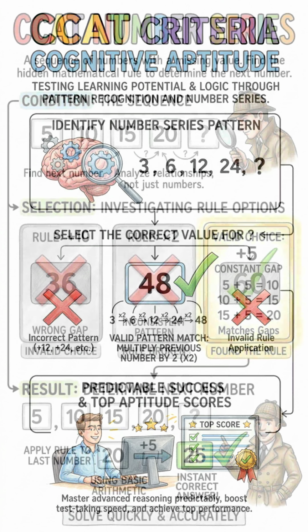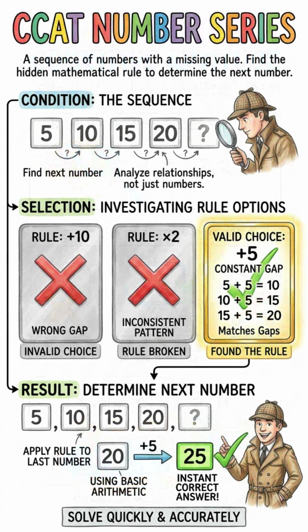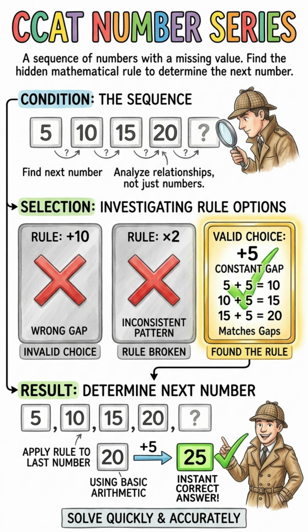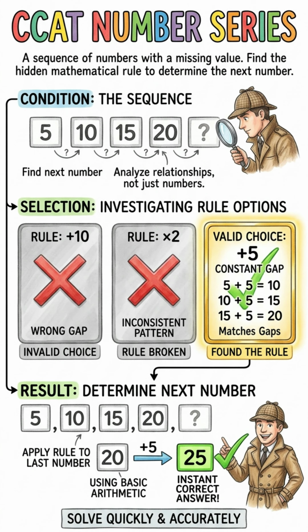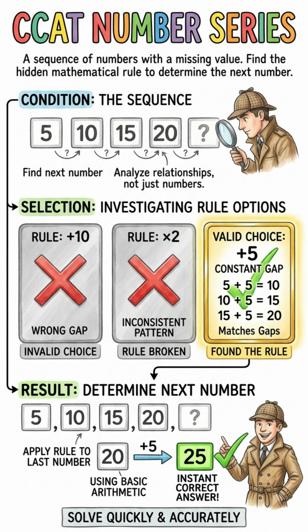Number series questions present you with a line of numbers and ask you to identify the next logical number in the sequence. The biggest secret to solving these quickly is realizing that the specific numbers on the screen do not actually matter. What truly matters is the hidden relationship, or the gap, between each of those numbers. Your primary goal is to act like a detective and figure out the exact mathematical rule that creates those gaps. Once you find the underlying rule, finding the final answer is simply a matter of basic arithmetic.